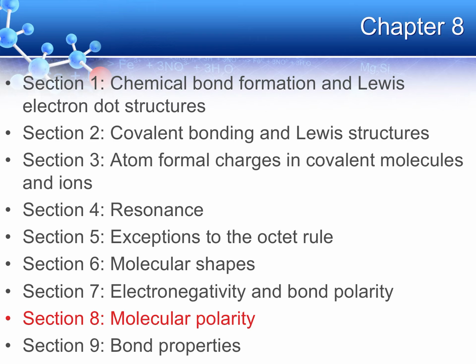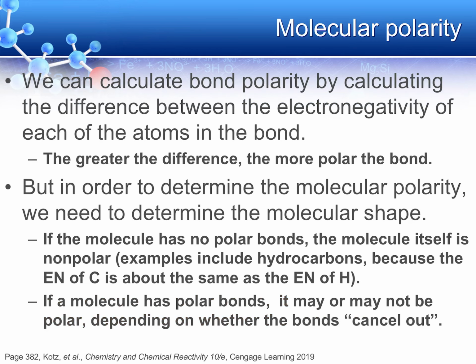So I want to extend bond polarity to molecular polarity. So we can calculate the bond polarity. In fact, we just did that by looking at the table, looking at electronegativity, and then doing the subtraction. And again, the greater the difference, the more polar the bond, or if it's really, really great, it might be an ionic bond. But in order to determine molecular polarity, we need to determine molecular shape, and we just learned how to do that with VSEPR.